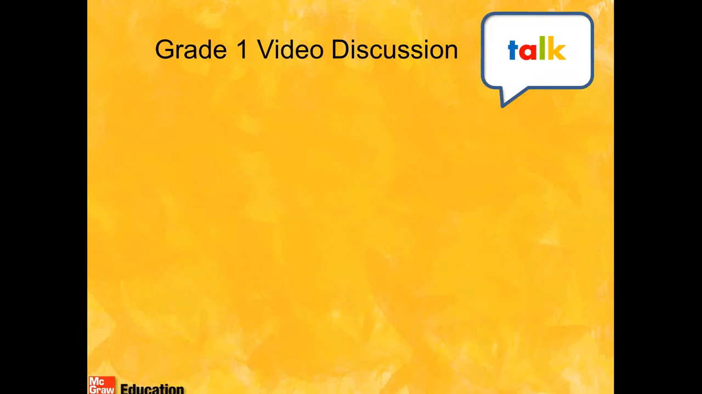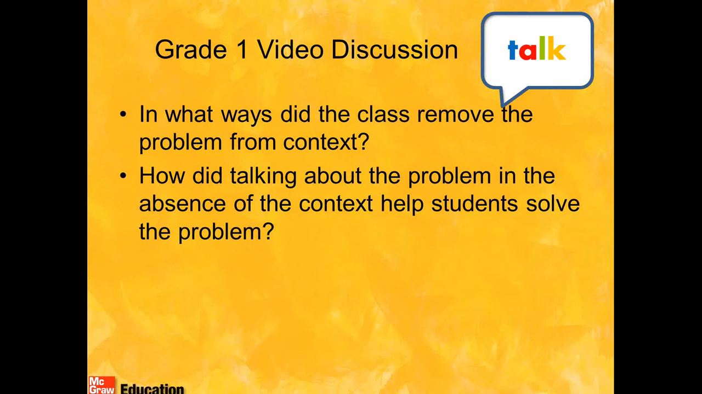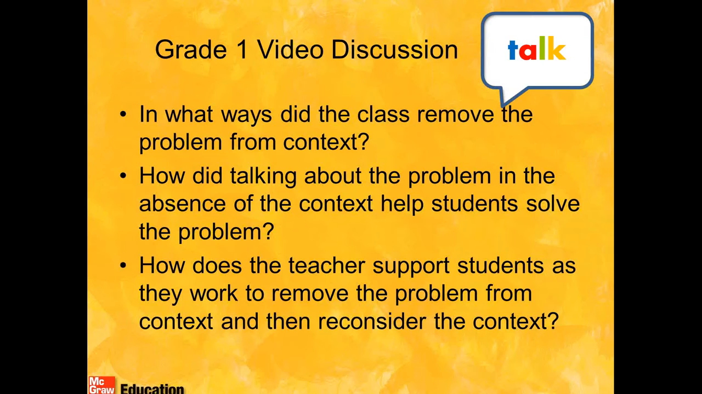As you can see, the teacher moves the students through the problem, helping them to decontextualize it by having them at the front. Think about that as part of the video discussion. In what ways did the class remove the problem from context? And that was by having the students model it in the front of the room. How did talking about the problem in the absence of the context help students to solve the problem? And then lastly, think about how the teacher supported students as they worked to remove the problem and then reconsider the context.